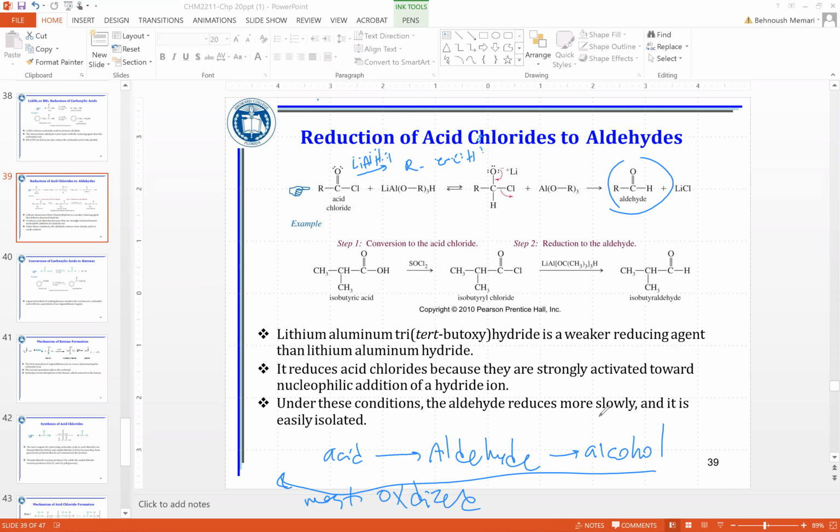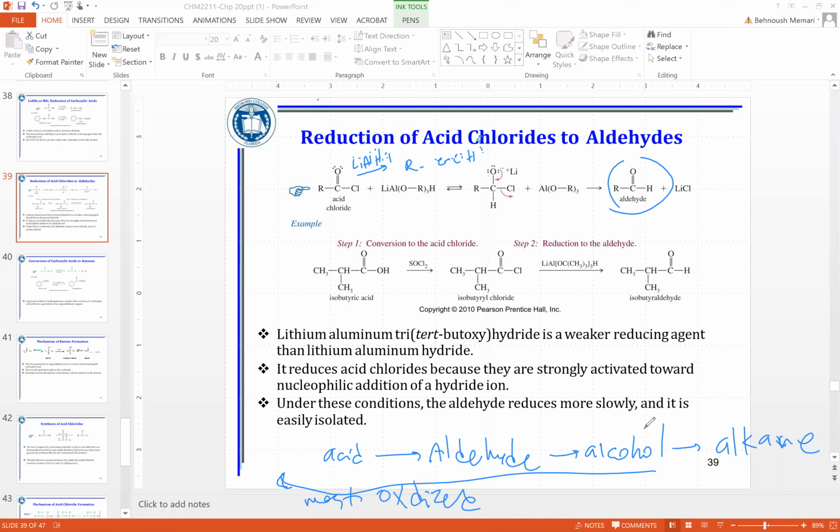And alcohol is the most reduced. And after the alcohol, you can use alkane. Alkane is the most reduced one because you remove all the... With sodium borohydride, you can't go from alcohol to alkane. If you want to go from alcohol to alkane, you have to first do dehydration and then do hydrogenation.